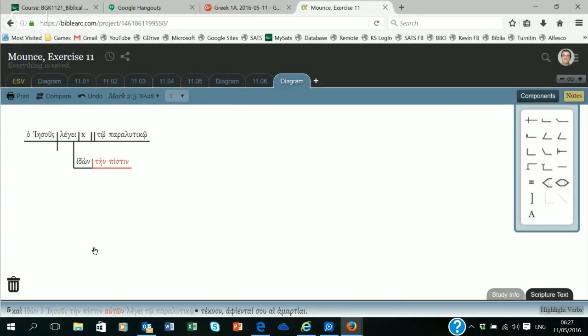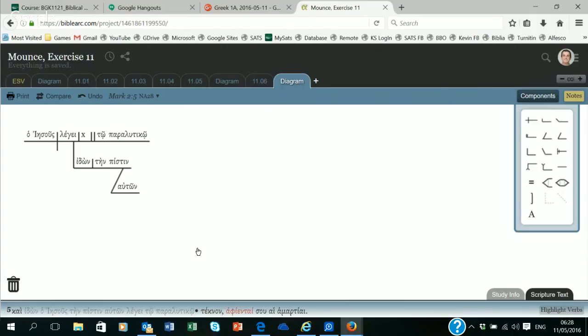Auton is a genitive modifying pistin. It's whose faith? Their faith. Genitives are shown as subordinate to the noun they modify using one of those. So there's our introductory clause. Jesus, subject, lege, no direct object, to paralytico, to the paralytic. Idon, when he saw, ten pistin, the faith, auton, of them. Katalambanete, understand? Questions about that part? No questions. Polikala. All right.